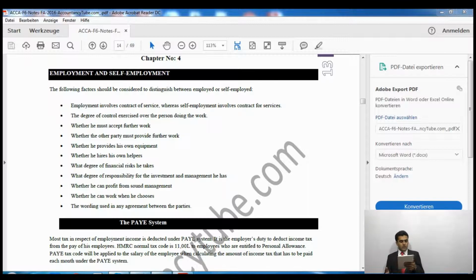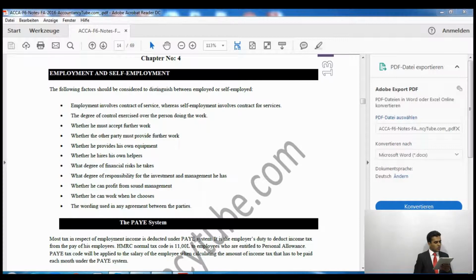Now let's move to this list of criteria. First it says that employment involves a contract of services. So if you're in employment, it is a contract of services, whereas if it is self-employment, it is a contract for services.